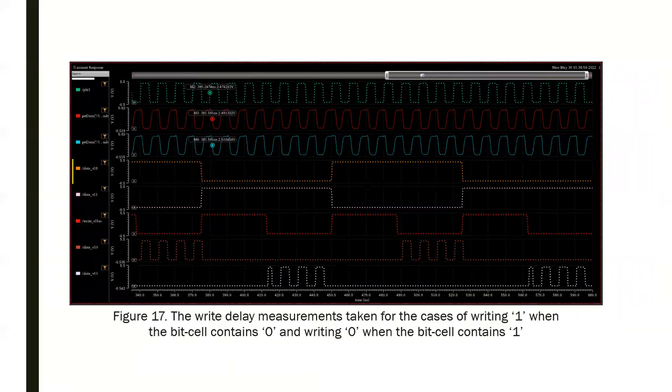So here we can see that we took the write delay measurements for the cases of writing 1 when the bit cell contains 0 and writing 0 when the bit cell contains 1. So as we can see here, the first waveform corresponds to phi1, which is our clock. And then we have some bit line waveforms, which show the difference between these two conditions. And here we can see that the difference between their averages will be very small. It will be approximately 1 nanosecond. So this means that our write delay is close to 1 nanosecond.